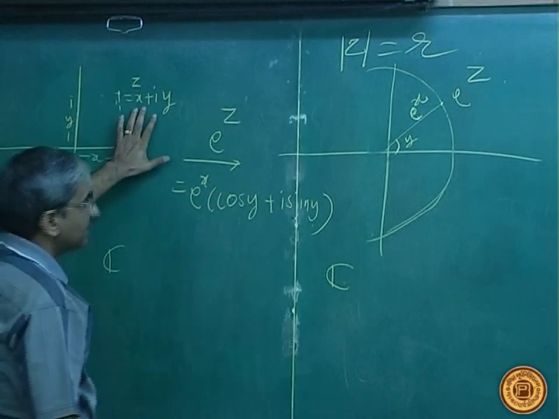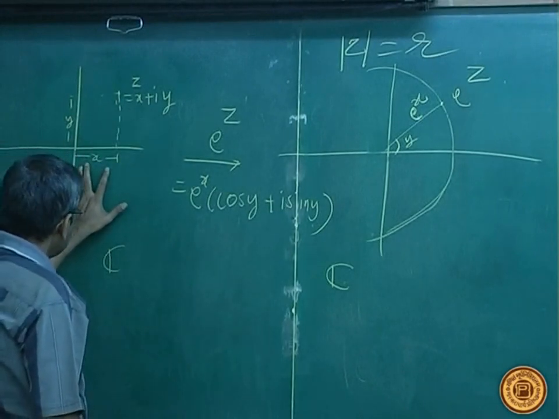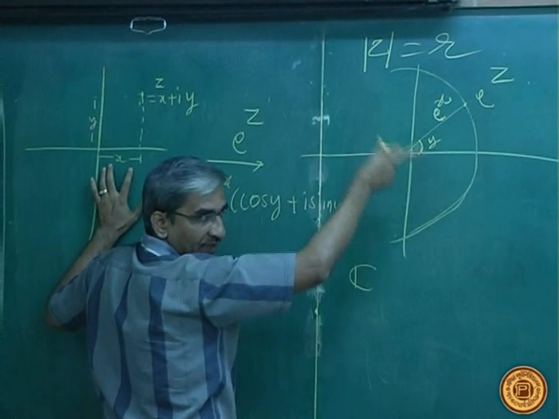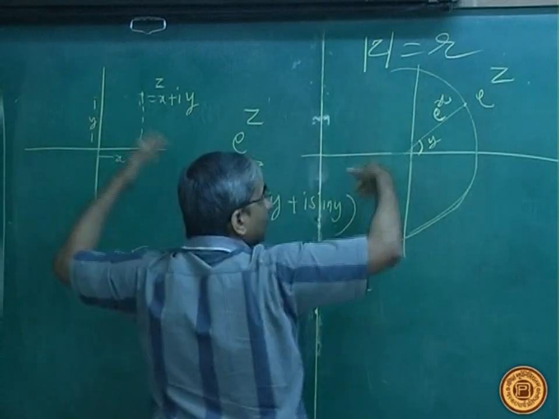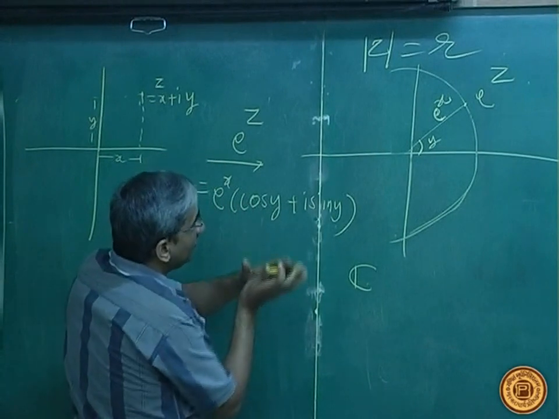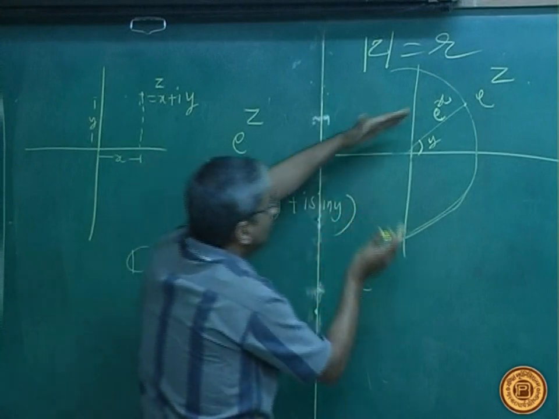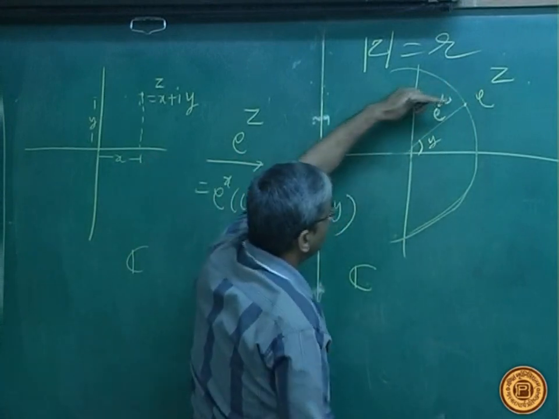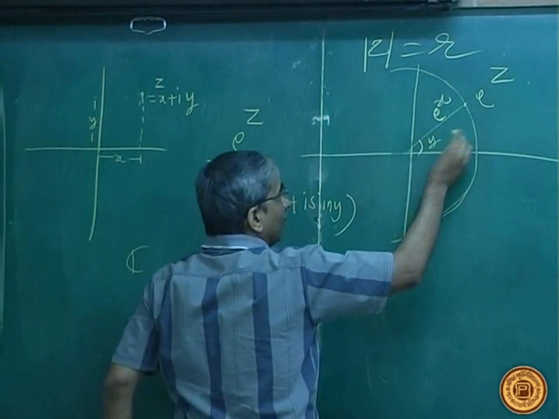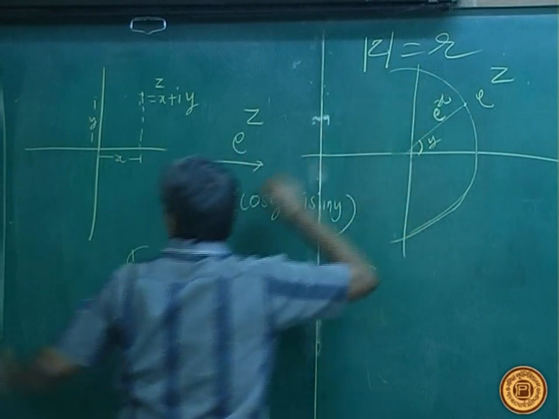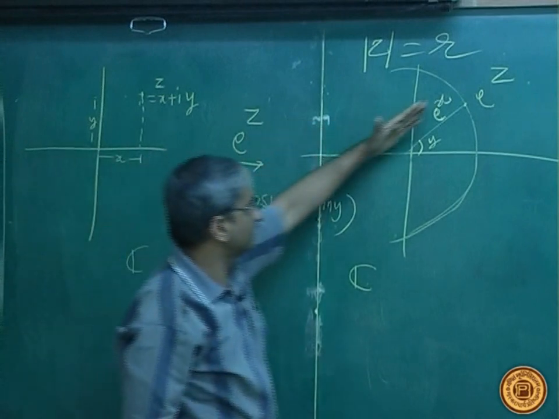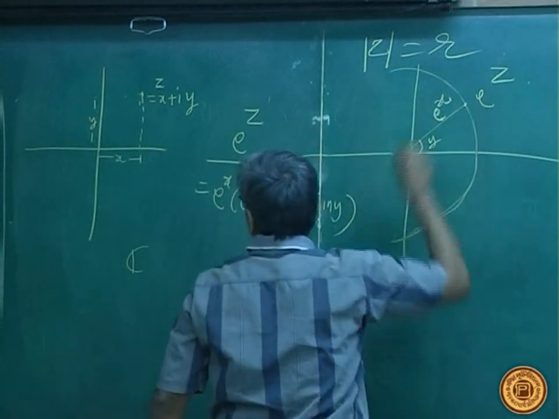That is, you may start with any z, then you know x. So now consider a circle with center at origin and radius e to the power x. Why? Because we know that the modulus of e to the power z has to be e to the power x. And now we also know that the argument of e to the power z must be y. Therefore this e to the power z is exactly that point which will make an angle y with the positive x axis. So on this circle, which point is e to the power z? That will depend on y. So it should make an angle y radians with the positive x axis. So this is e to the power z.